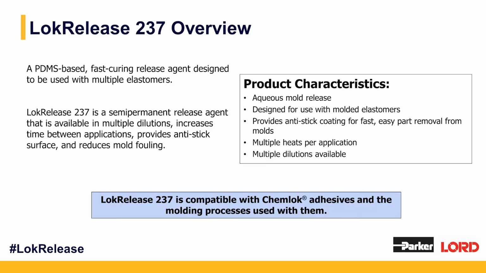As previously mentioned, Lock Release 237 is a fast-curing PDMS-based mold release designed for use with ChemLock products in compression, injection, or transfer mold operations. It's a semi-permanent, non-transferable coating that reduces mold fouling and allows for easy part removal. This mold release was designed specifically using Parker Lord ChemLock products during its lab development.